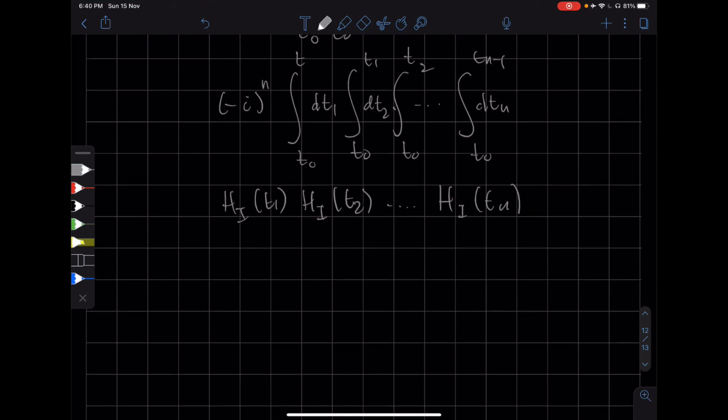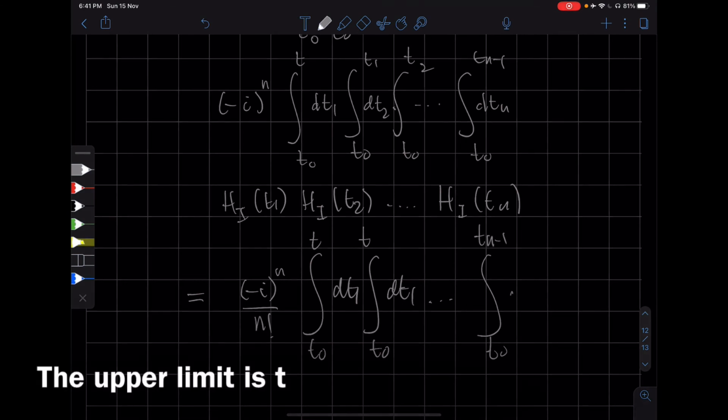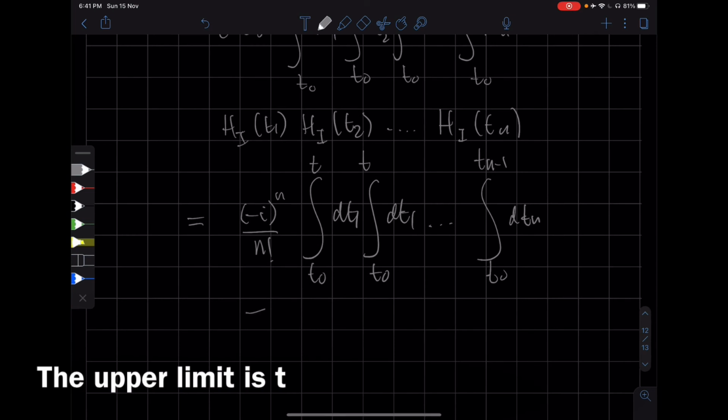But we can rewrite all of this, introducing the time ordering. If I do this, I can change the limits of the integrals to go from t0 to t, but then I will have to divide by factorial of n, and all the integrals dt1 and so on now go from t0 to t. But the price we have to pay is that we have to introduce the time ordering here, because these integrals are not automatically time ordered like the previous line.